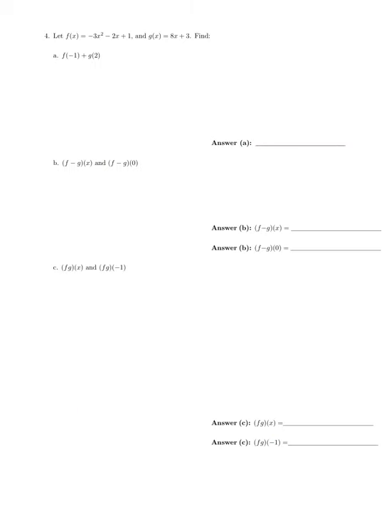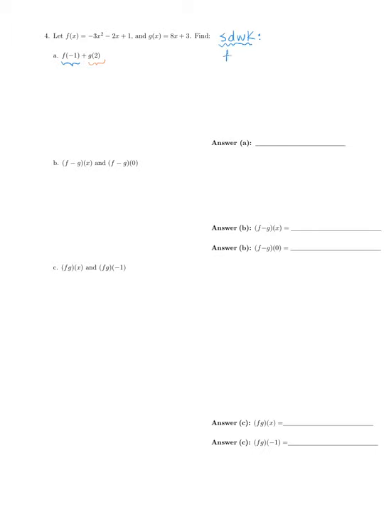All right, number 4. Let f of x equal negative 3x squared minus 2x plus 1, and g of x equal 8x plus 3. Find f of negative 1 plus g of 2. Okay, in order to do this, I like to take one thing at a time. First, I'm going to compute f of negative 1. Then I'm going to compute g of 2. Then at the end, I'm going to add them together. So let's do it. I'm going to work this as side work. SDWK means side work.